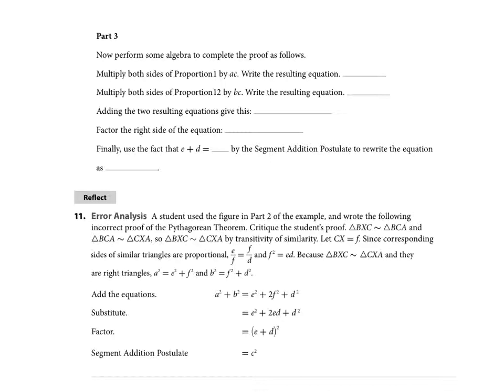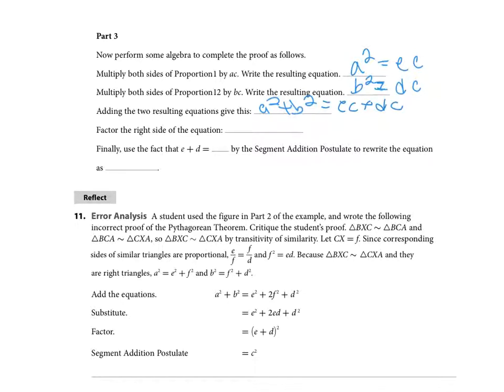Multiply both sides by AC, or cross multiply is the other way of thinking about that. We're going to say A squared on that first proportion is equal to EC, and B squared is equal to DC. If we add those two equations together, we get A squared plus B squared on the left-hand side, just adding down the columns, is going to equal EC plus DC.